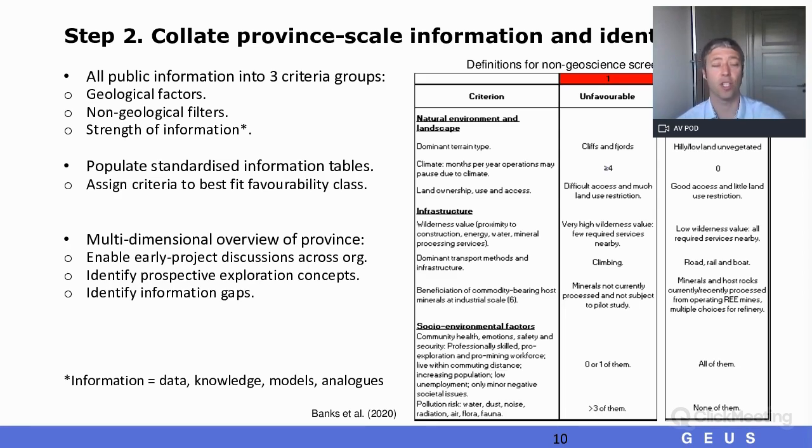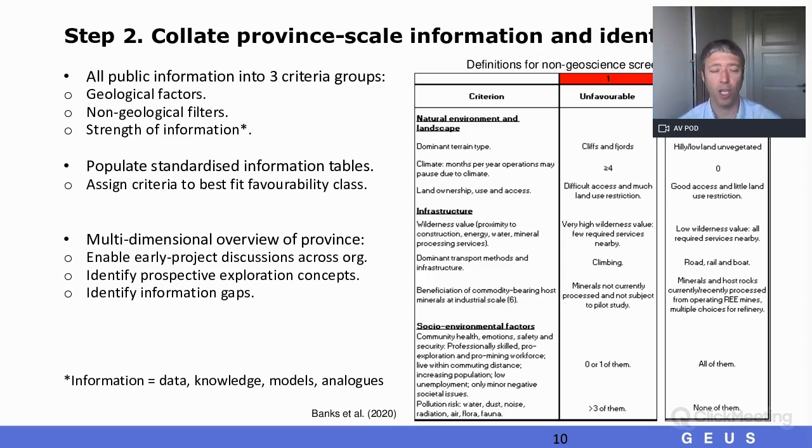criteria groups. That's the geological factors, so the subsurface rocks and the minerals, non-geological filters, so that's infrastructure, fiscal, political conditions, and then really importantly, the strength of information, because what we're trying to ultimately do is convey our confidence and our certainty in our models to our investors.